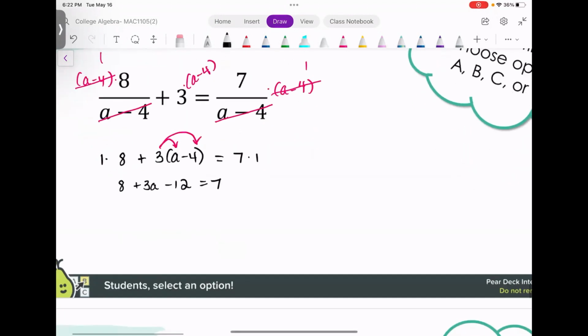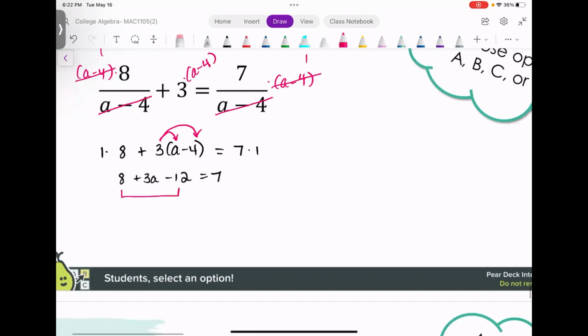All right, I combine like terms. My 8 and my minus 12 can be added together to get negative 4. And now I'm going to add zero pairs in order to separate my numbers from my variables. I'll add 4 to both sides because that's the one that I want to go away and make a 0, so that I'm left with variable terms on the left and constant terms on the right.